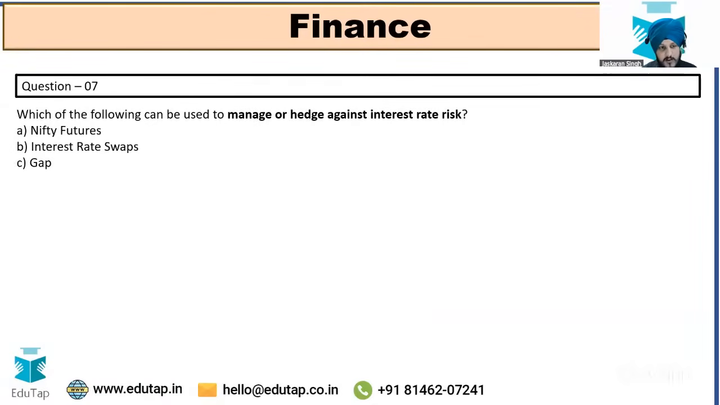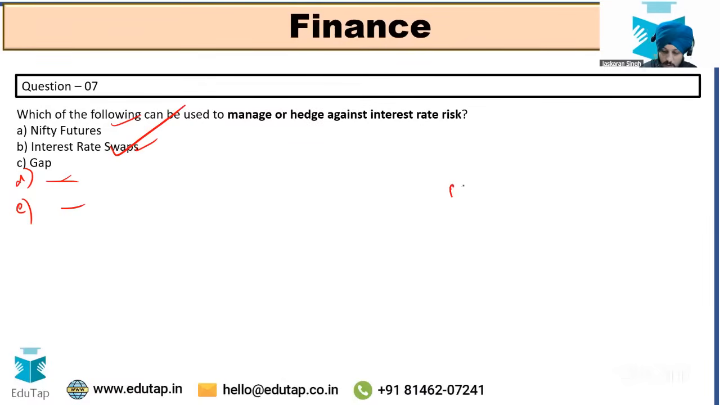Question number 7. Which of the following can be used to manage or hedge against interest rate risk? Now, I don't know what were the rest of the options, that is option D and option E, but based on my interaction with the students, these are the confirmed options, right? Basically B is going to be the correct answer to this question, because we know that when interest rate swaps happen, so basically what does it allow?